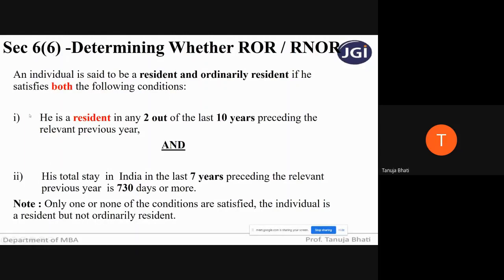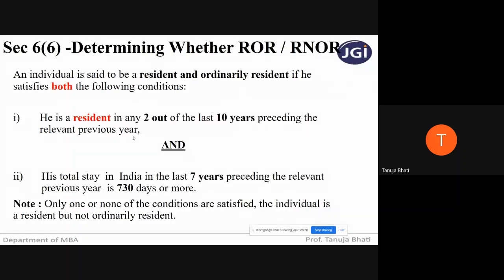So Section 6(6) clause 1: he is a resident in any 2 out of the last 10 years preceding the relevant previous year. Today our problems will be majorly on this, which is why I am stressing more on it. When I say he is a resident in any 2 out of the last 10 years preceding the relevant previous year, it means leaving out the current previous year, in the last 10 years you have to check that he should be at least a resident in 2 years.